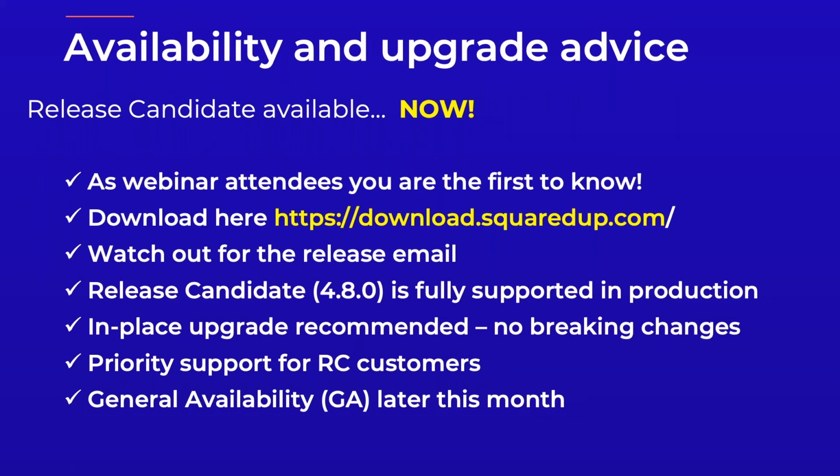The release candidate is available right now to download from our website. You've got the link on the slide, download.squaredup.com. So you're the first ones to know, the webinar attendees. There is going to be a release email as well that will be sent out. But by all means, go ahead and install it in your production environment. It's going to be fully supported.